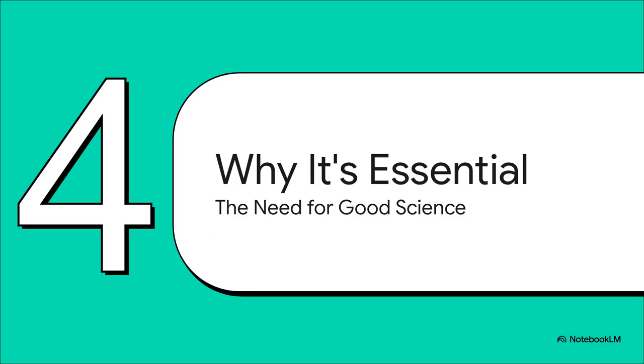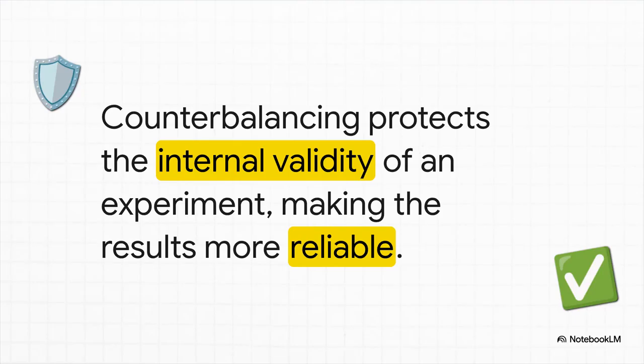Now, you might be thinking this is just a clever little trick. But honestly, it is so much more than that. Counterbalancing is absolutely essential for any kind of good, reliable science. This is the key. It protects something called internal validity. And that's really just a fancy way of saying you're confident that your experiment is actually measuring what you think it's measuring. Without counterbalancing, you can't be sure if you're seeing a real difference between your conditions or if it's just a phantom result created by the order effect.